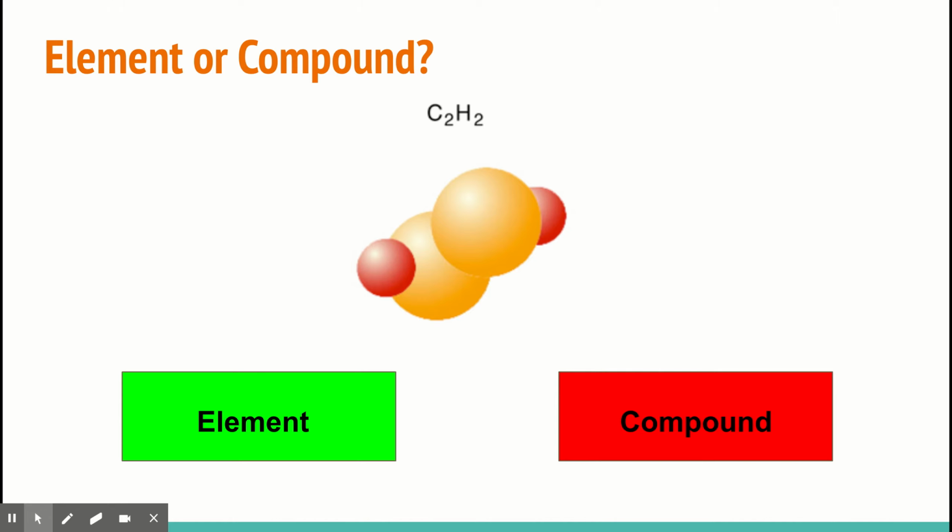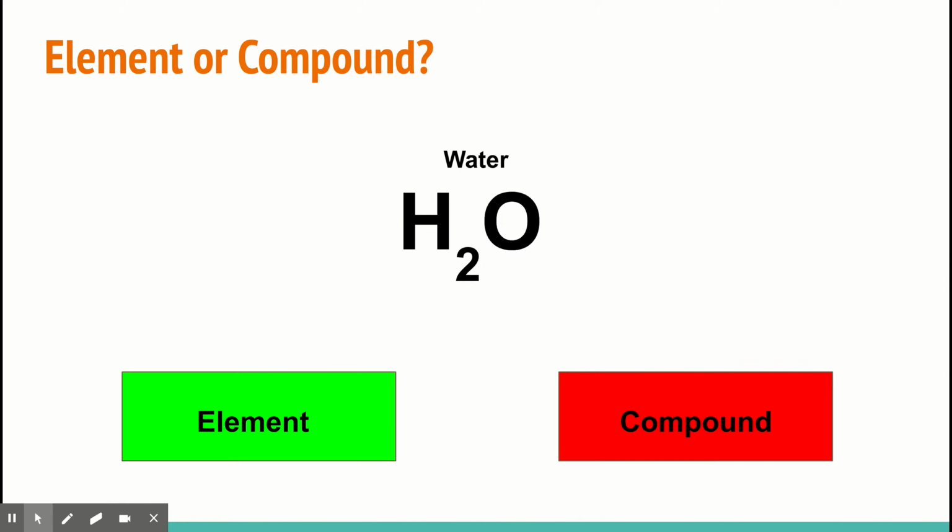Now let's decide if the next few slides are elements or compounds. Here we have 2 atoms of carbon and 2 atoms of hydrogen. Is that an element or a compound? We have water: 2 atoms of hydrogen, 1 atom of oxygen. Is that an element or a compound? Lithium. Li is the element symbol for lithium. Is that an element or a compound?